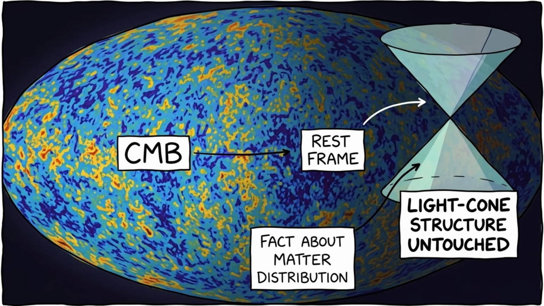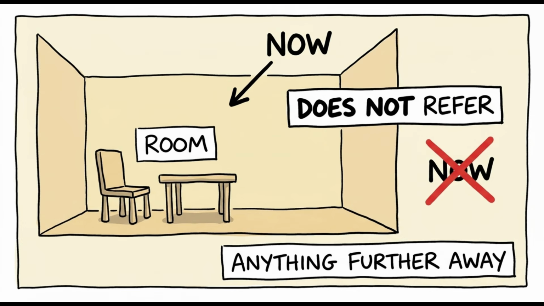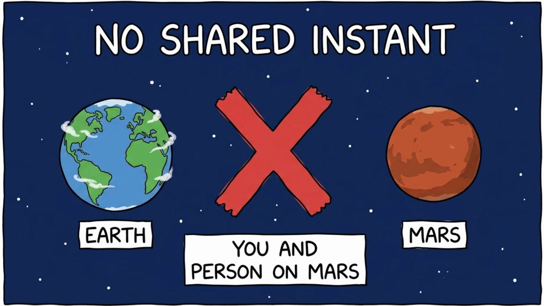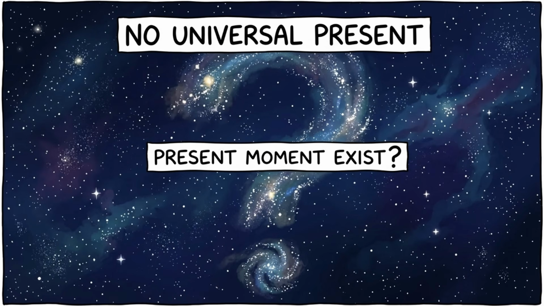The cosmic microwave background does define a rest frame. But that is a fact about how matter happens to be distributed, and it leaves the light cone structure of the theory untouched. A century of proposals, and the honest scoreboard reads, consistent options exist, and every one of them is either untestable in principle or purchased by breaking something else. The word now, applied to anything further away than the room you are sitting in, does not refer. There is no shared instant containing you and a person on Mars. The moment you are having is a local convention, and it stops working at any distance that matters. If there is no universal present, in what sense does the present moment exist at all?